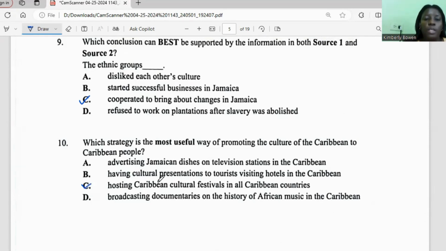Because hosting Caribbean cultural festivals in all Caribbean countries, that's a way of promoting Caribbean culture to the Caribbean people. For everything else, A is promoting Jamaican culture, D is promoting African, it's just music. And B, it's when you have cultural presentations to the tourists, that's not promoting to actual Caribbean people. So the answer is C.